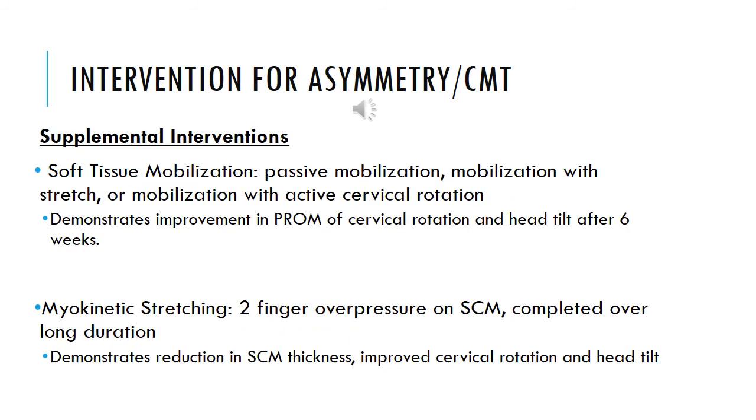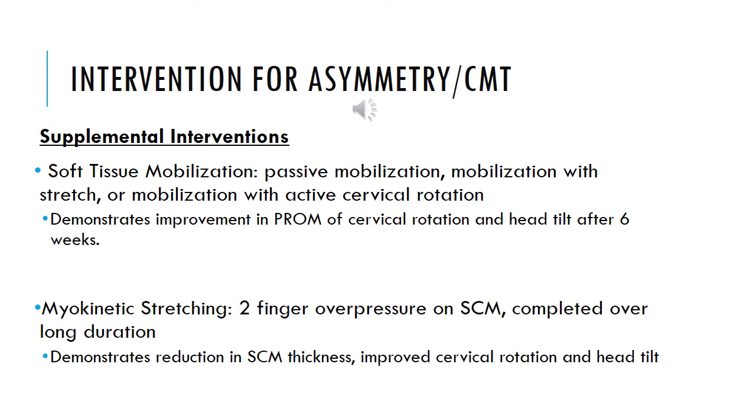Additionally, the clinical practice guidelines suggest that there is some emerging evidence for soft tissue mobilization and myokinetic stretching for children with CMT who are not responding to traditional treatments. The evidence that supports the use of soft tissue mobilization was completed in 3 phases, such that the first phase began with passive mobilization, the second was mobilization with stretching, and then the third was mobilization with an active component. The evidence suggests that there was an improvement in passive range of motion for both rotation and lateral flexion after 6 weeks of using soft tissue mobilization.